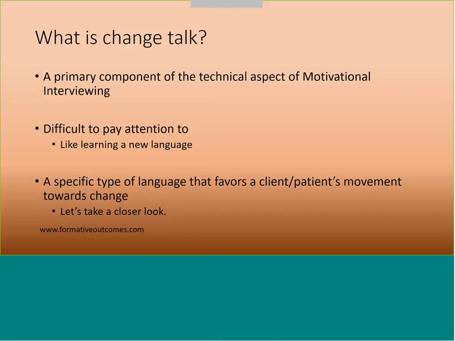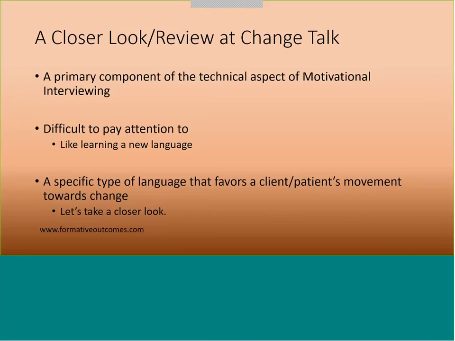I think it can be just as challenging for some people to move themselves from a place where they historically understand and conceptualize people to a way of doing it with an MI lens, where you're paying attention to their language, understanding what that language means, and then developing a skill set in being able to navigate and shift someone's way of speaking about themselves and thinking about their problems. So change talk is a specific type of language that favors change, movement towards a change, a particular direction.